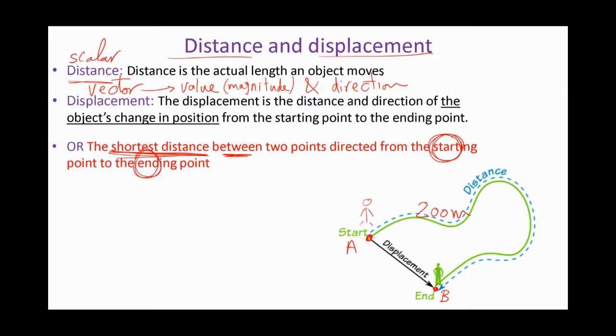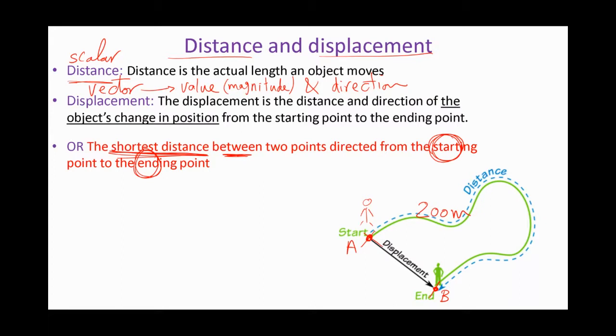So between A and B, this is the shortest. This is the short. And as you see, there is an arrow here. It's an arrow because of what? Because displacement is a vector. Displacement is a vector. Okay?